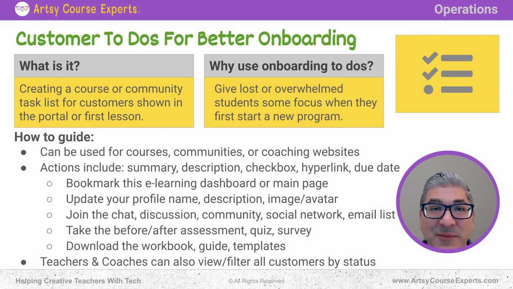Another common to-do list item is to join a chat or a discussion or a community or social network or even an email list. Depending on how you structure your courses and your communities and your socials, they could all be in one giant app, or they could be best of breed on different platforms. Maybe you might have your course on Thinkific or Kajabi, but your community is on Circle or Facebook, and that's okay. You're just going to want to connect all these elements and let people know, hey, go ahead and join, click this thing, or look for the email, whatever it is.